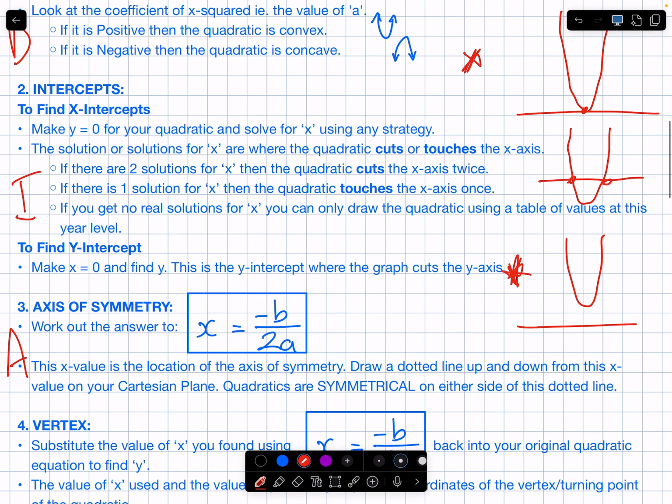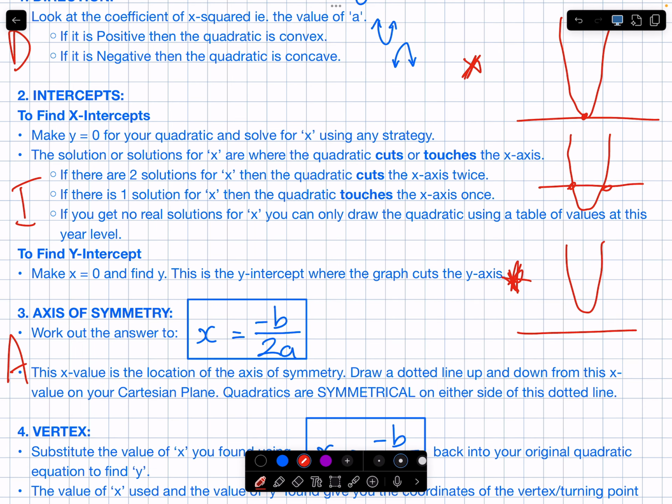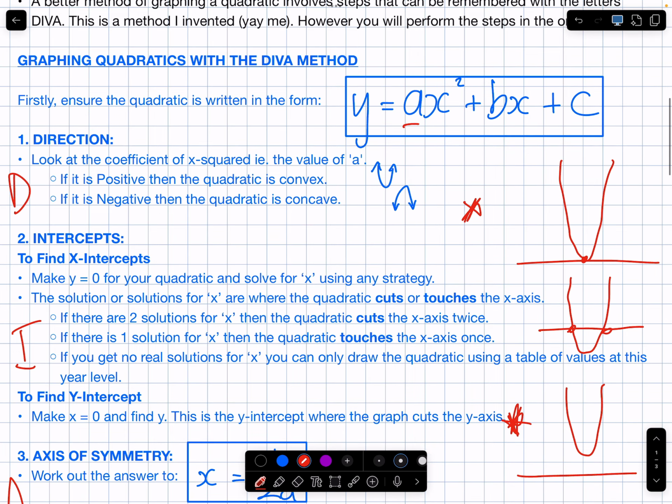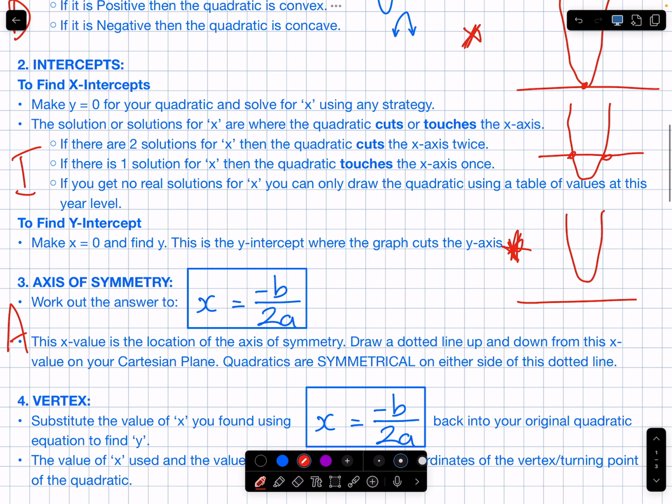Work out the answer to what x equals negative b on 2a is. That's what the letters were up here. This x value is the location of the axis of symmetry. That's like where the mirror is for the quadratic to be the same on either side. Draw a dotted line up and down from this x value on your Cartesian plane. Quadratics are symmetrical on either side of that dotted line. So that's A from DIVA.